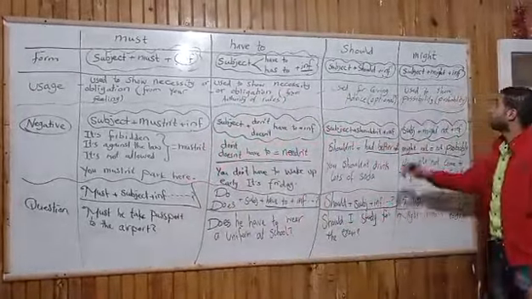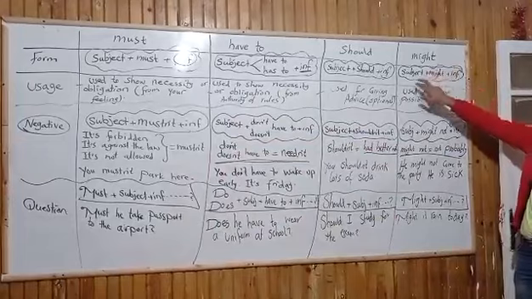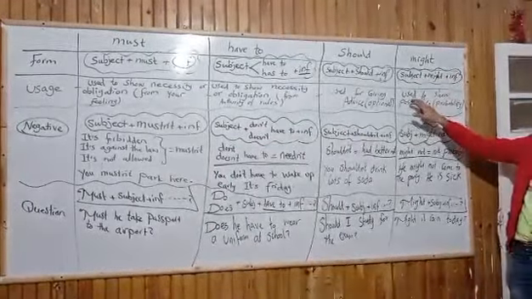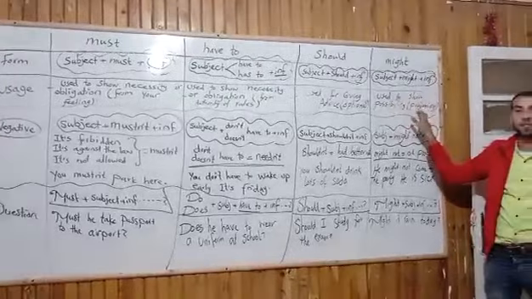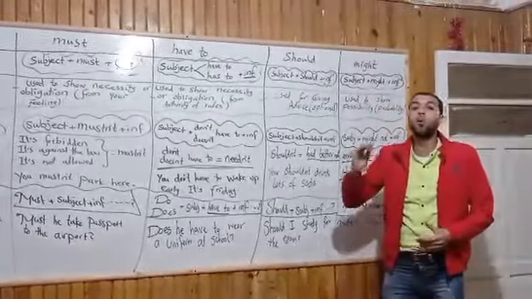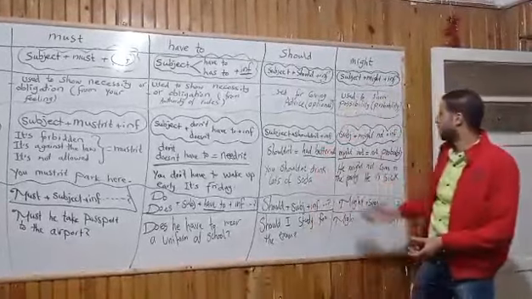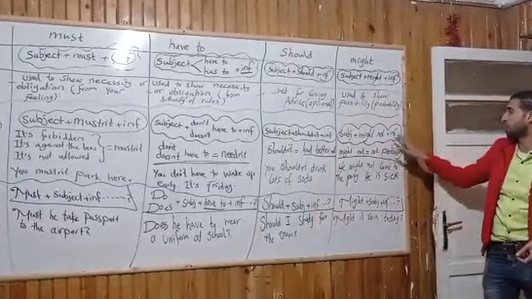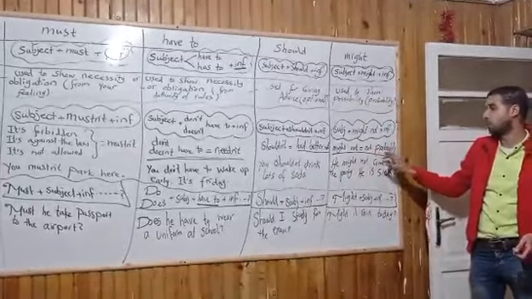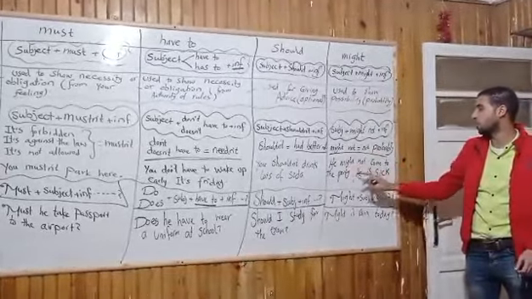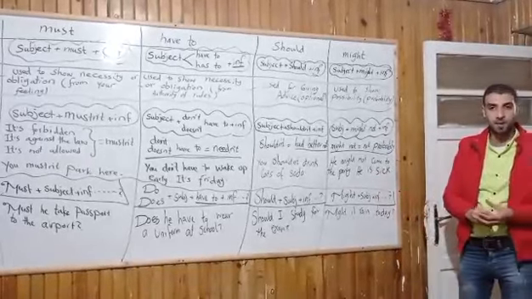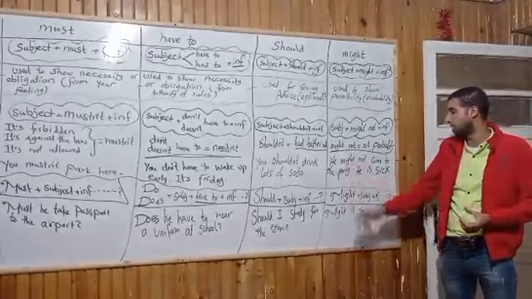Finally, in order to use might, we start with subject plus might plus the verb infinitive. Might is used to show possibility or probability, but this probability is a weak probability or a low probability in the present. Look at this. Subject plus might not plus infinitive is used to show the negative. Might not means not probably. When I say he might not come to the party, why? He is sick. So there is a low probability that he will come to the party because he is sick.